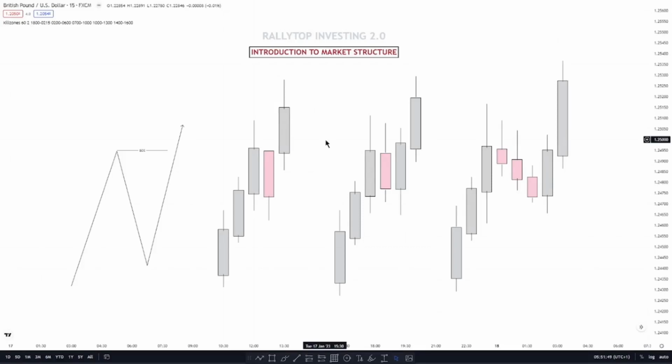Market structure is an important concept in trading the forex market. Without understanding how to read structure in the market, it will become very difficult for you to have consistency in the market. The type of structure I want to show you in today's video is foundational. Once you are able to get this structure, then you will be able to have consistency using our methodology. That's why you need to pay attention.